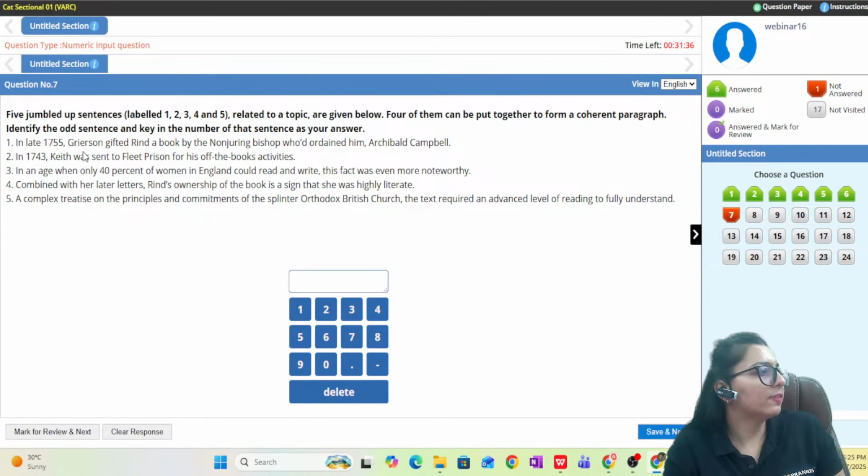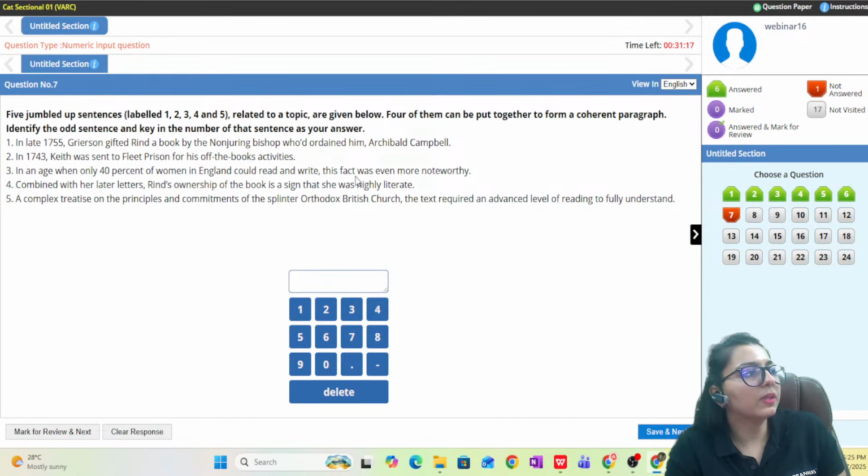In late 1755, Garrison gifted Rind a book by the non-juring bishop who'd ordained him, Archibald Campbell. Okay. In 43, Keith was sent to the Fleet prison for his off-the-book activities. Okay. In the age when only 40% of the women in England could read and write.